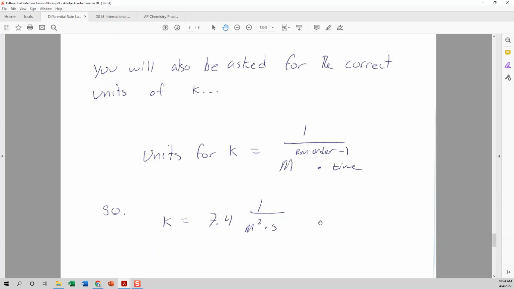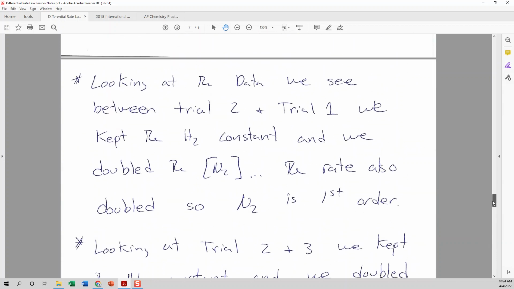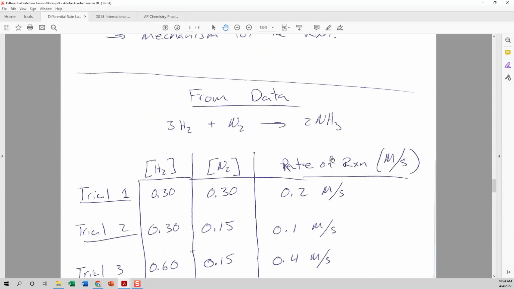And the unit of time, if we go back to our data table, our rate was measured in molarity per second. So our unit of time is seconds here. Sometimes I've seen it molarity per minute. I've never really seen it molarity per hour or per year or anything, but it could be. But normally it's seconds or minutes. And the SI unit for time is seconds. So a lot of the time it is seconds.